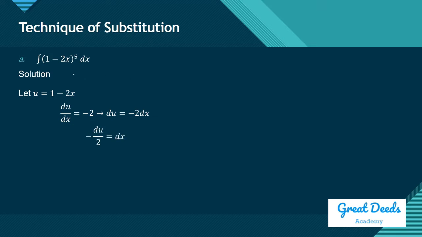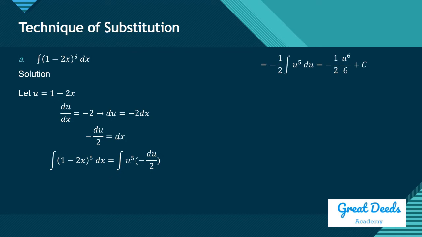So we already have an expression for this. This is u. What about dx? What will replace dx? Well, solving for dx from this equation, what we have there is dx is equal to negative du over 2. And so we shall now produce something like this. This is equal to the integral of u raised to 5. And then our dx will be replaced by negative du over 2. And we will apply our power rule on this function.